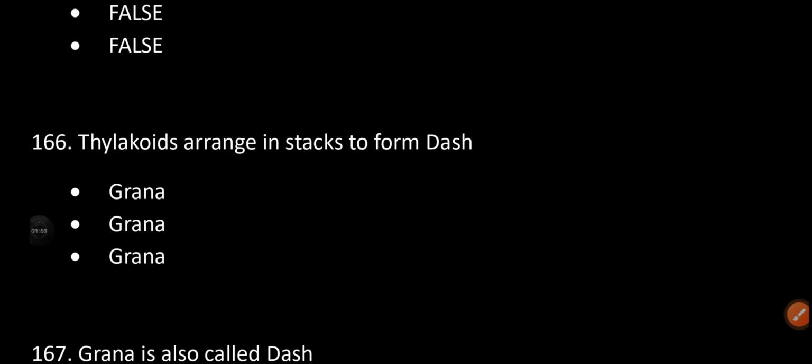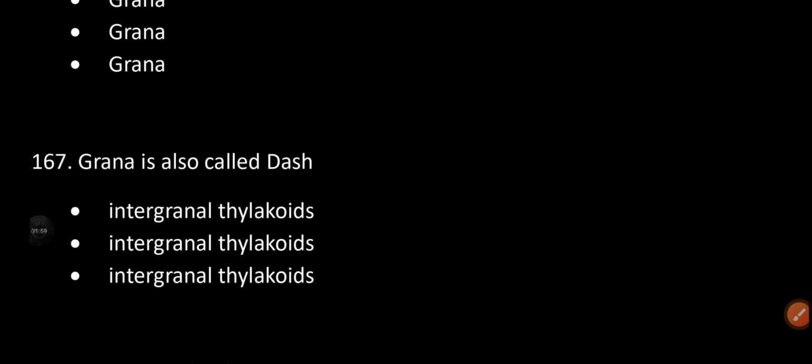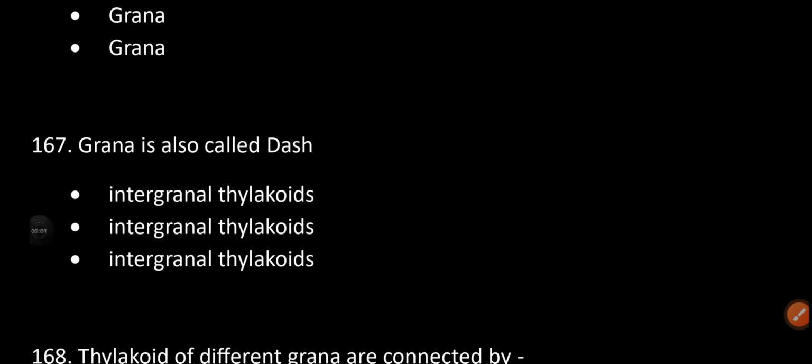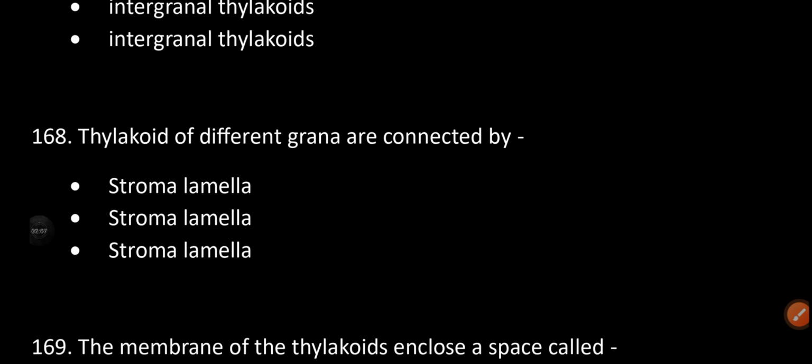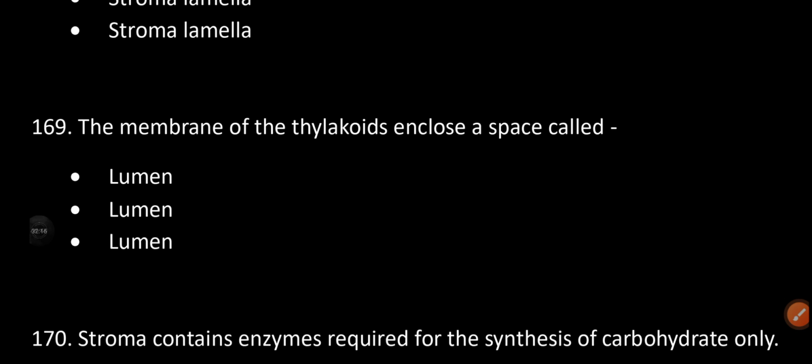Thylakoids arrange in stacks to form dash. Grana. Grana is also called dash. Intergranal thylakoids. Thylakoids of different grana are connected by stroma lamellae. The membrane of the thylakoids encloses a space called lumen.